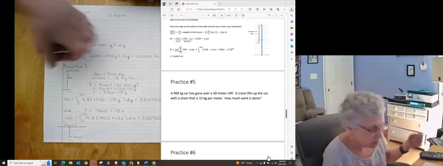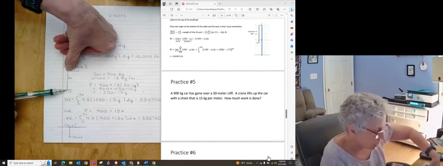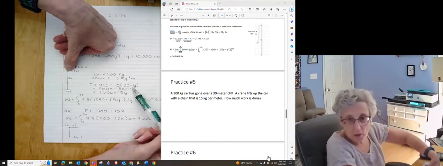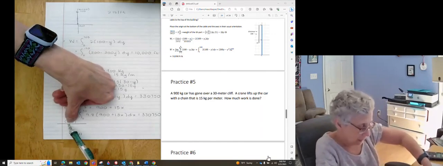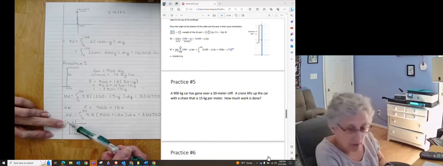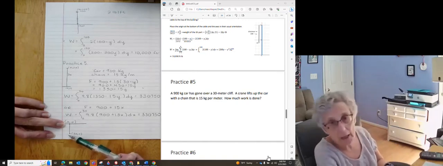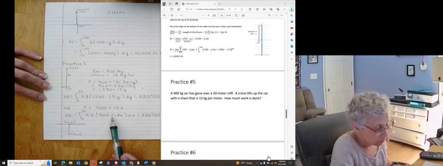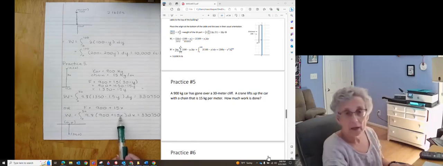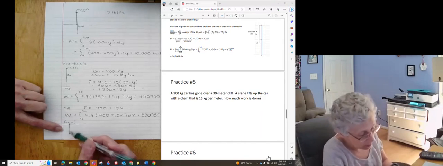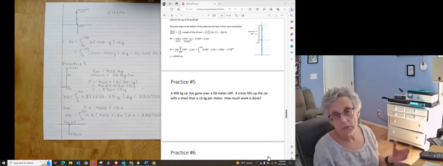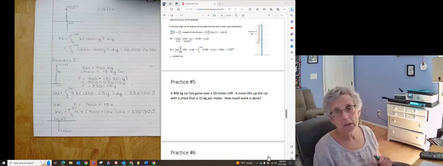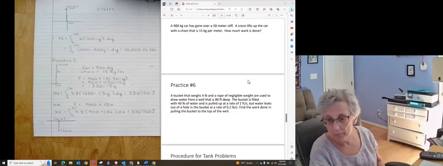I did it both ways. I put the origin at the bottom of the cliff, then the distance is 30 minus y. I put the origin at the top of the cliff with the positive x-axis at the bottom where the car is, and then it's just the weight of the car plus 15x, the weight of the chain, because it has to move 30 meters from the bottom. So either way, you get the exact same answer. I don't care how you set those up.